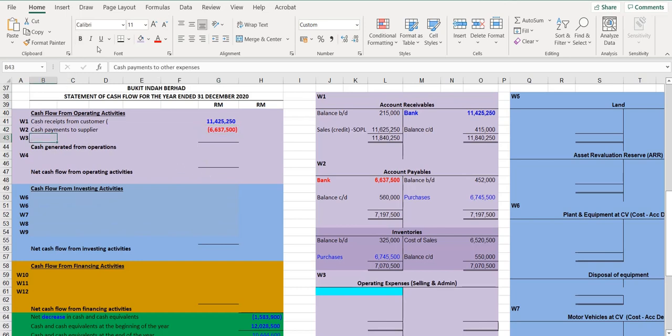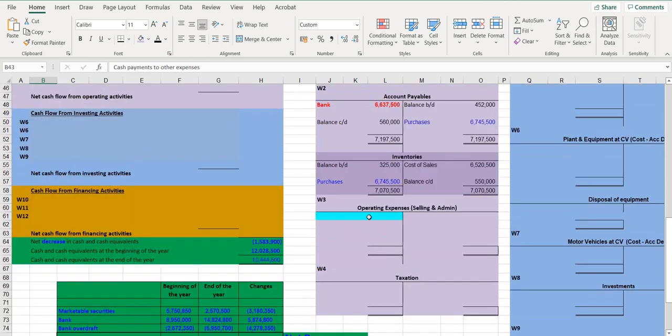Next one is to find cash payments to other expenses. Cash payments to expenses, meaning other expenses, cash paid to employees and other expenses paid. Okay, that would be reconstructed again using the selling and admin expenses given. So I have reconstructed the operating expenses.